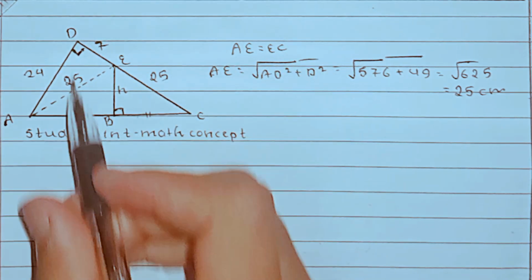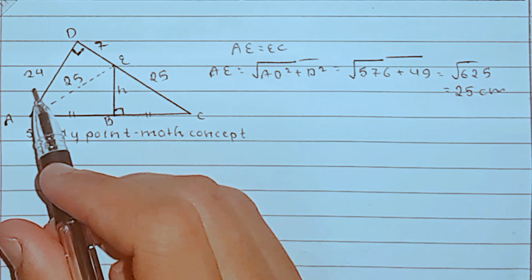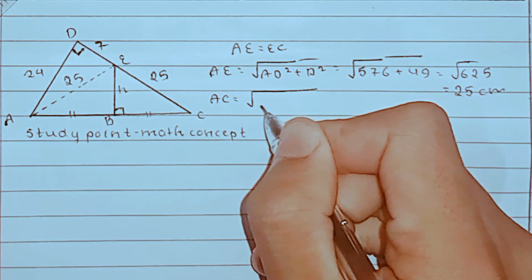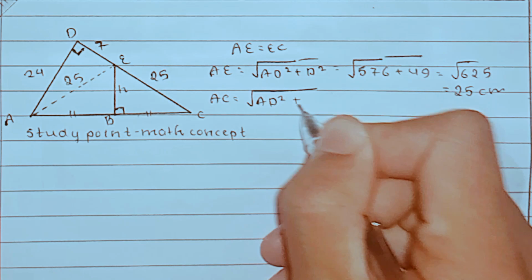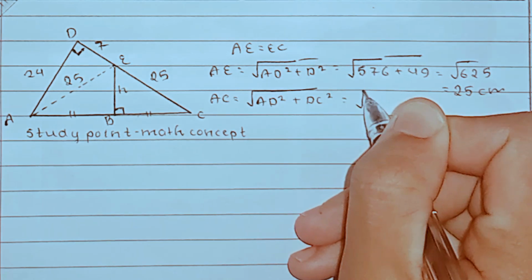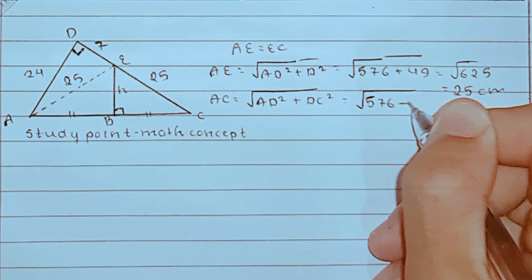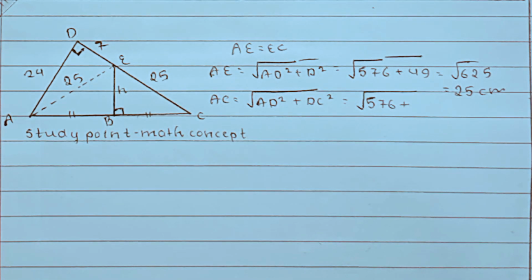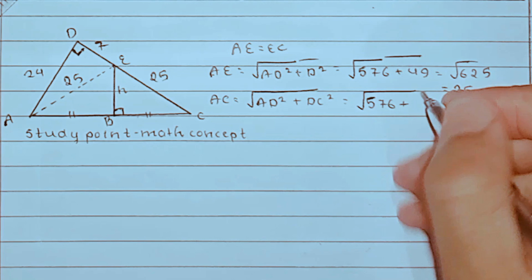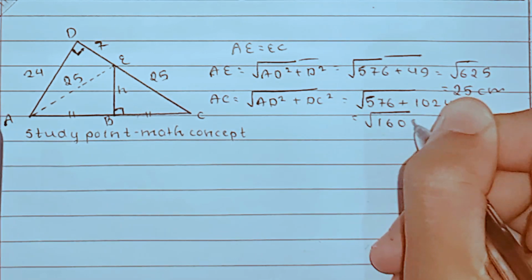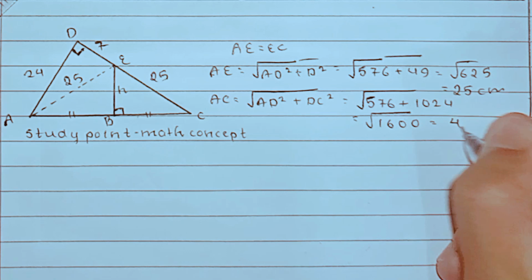Now DC will be equal to 25 plus 7, 32, and this is 24. So AC will be equal to root of AD square plus DC square, that is, 24 square is 576 and DC is 32, so 32 square, that is 32 into 32, is equal to 1024. So we'll get a value of root of 1600, that is 40 centimeters.